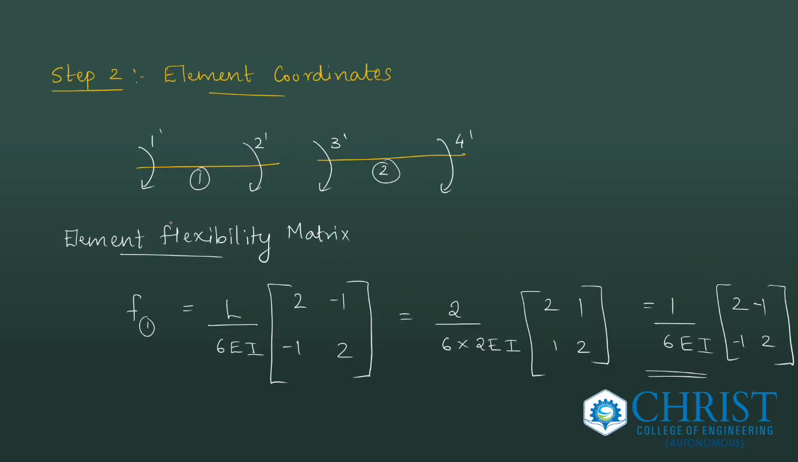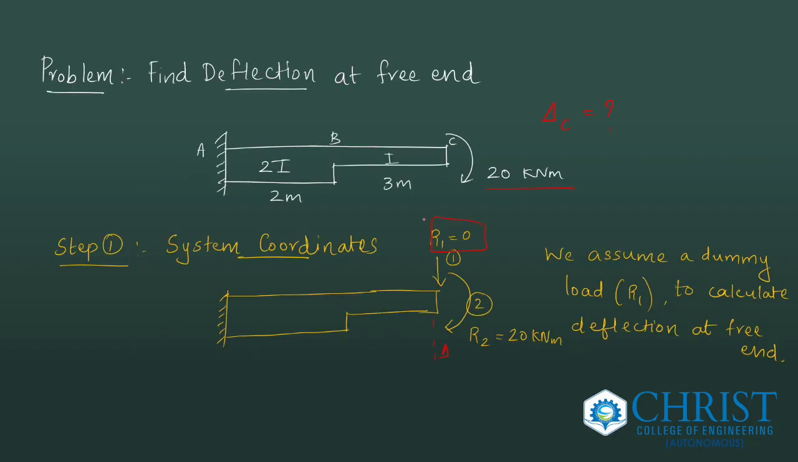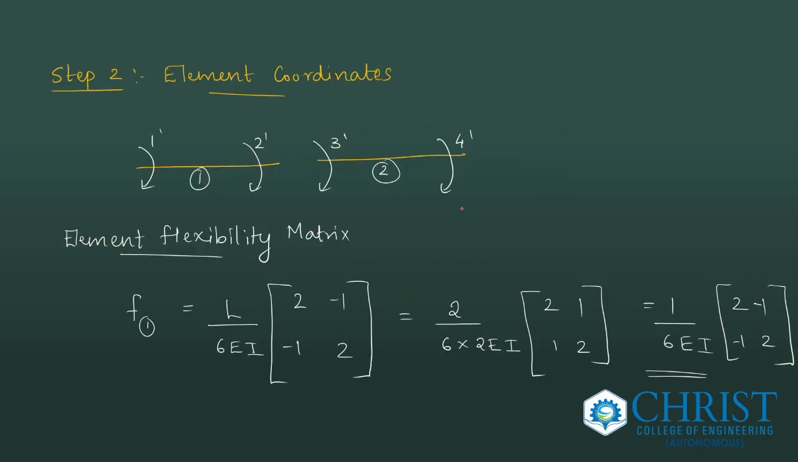element coordinates 1 dash, 2 dash, 3 dash, 4 dash. At the joint B, the moment of inertia value changes. So at that point there is a change in material property. Hence, we need to consider that point where we split the structure. So this will be my first element, this is my second element. So two elements are considered and their element coordinates are marked.